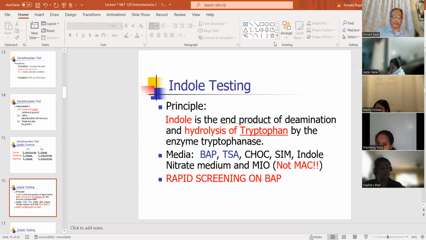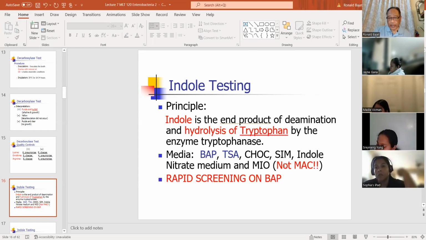Okay, indole testing. This is the one I mentioned earlier. Indole is the end product of the deamination and hydrolysis of the amino acid tryptophan. So associate indole with tryptophan. The media that you can perform the indole test on are blood agar plate, the TSA, trypticase soy agar, chocolate, SIM agar, which I'm not familiar with, don't use it, indole nitrate, which I don't use, and the MIO, which I just mentioned, the Motility-Indole-Ornithine, but not MacConkey.